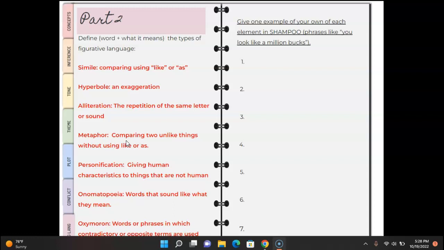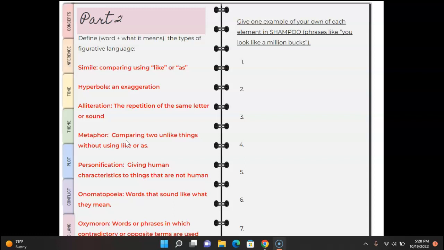Like you could say that your car was breathing heavily, right? If it's having a hard time getting up a hill. Is it literally breathing? No, a car doesn't have lungs, but we're using that to demonstrate how hard the car is working getting up a hill.